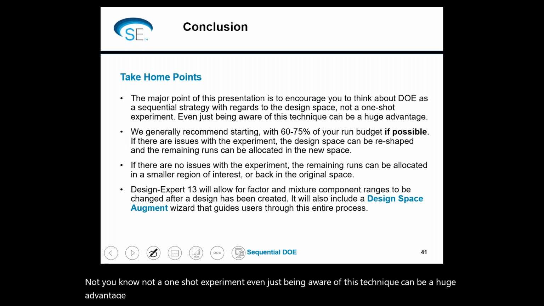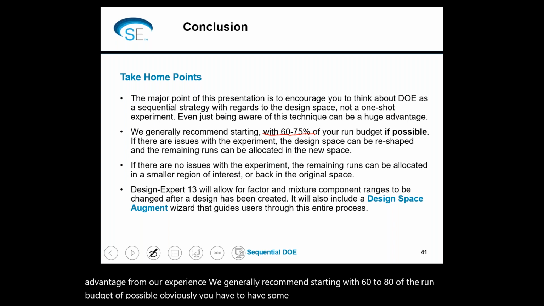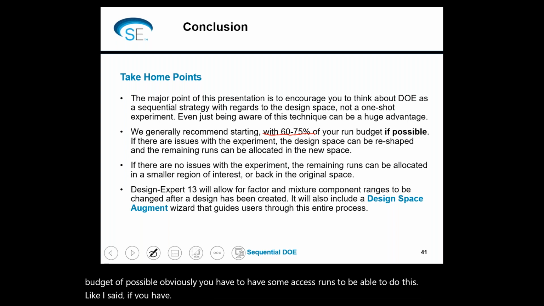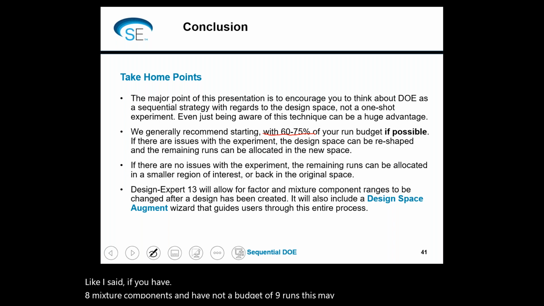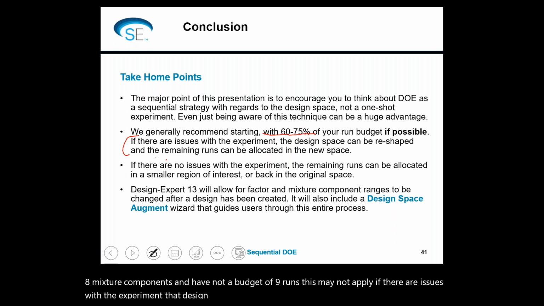From our experience, we generally recommend starting with 60 to 80% of the run budget if possible. Obviously, you have to have some excess runs to be able to do this. Like I said, if you have 8 mixture components and you have a budget of 9 runs, this may not apply. If there are issues with the experiment, the design space can be reshaped and the remaining runs can be allocated in the new space.